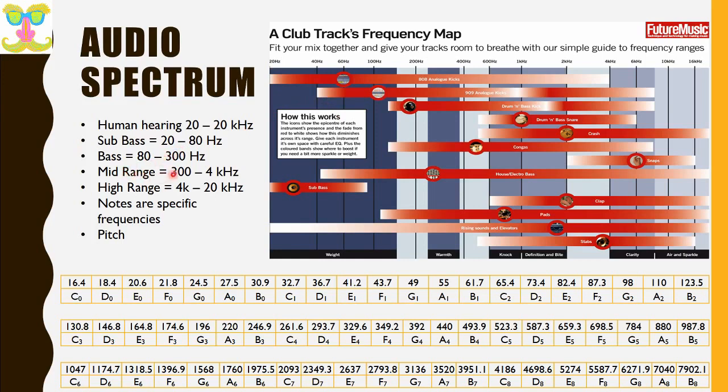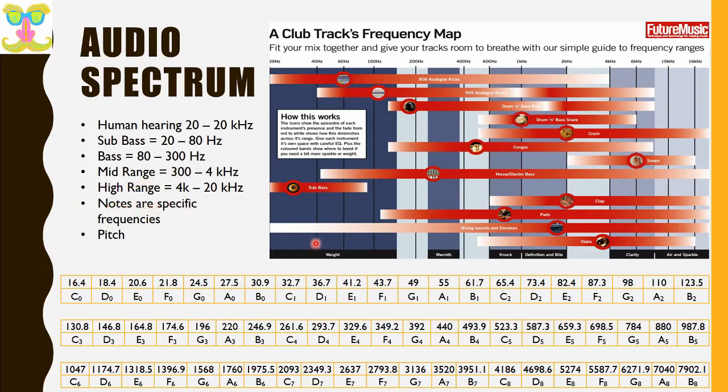The mid range is 300 to 4 kilohertz. So that's all this 300 to 4. That's our warmth, our knock, our definition and bite. And the high range is from 4K to 20 kilohertz. And that's our clarity, our air, our sparkle. It's that fizziness, makes you feel real good.